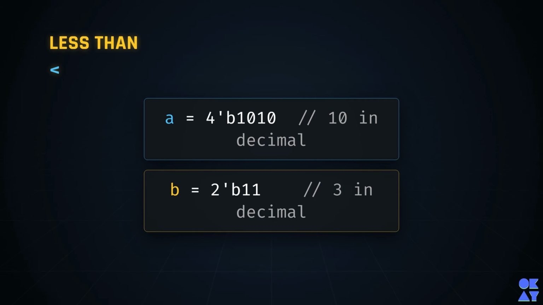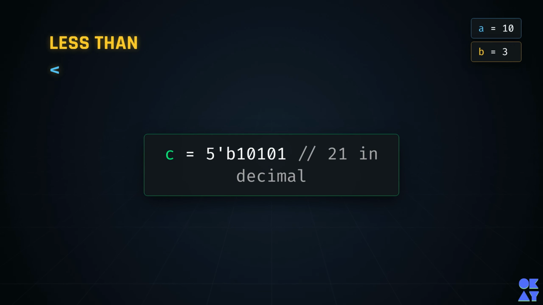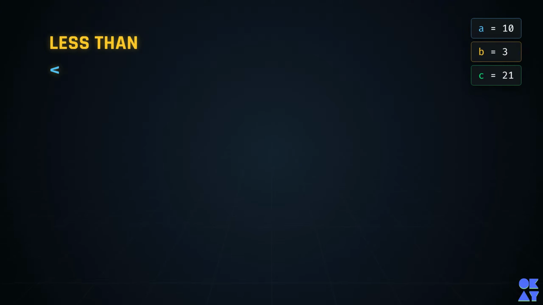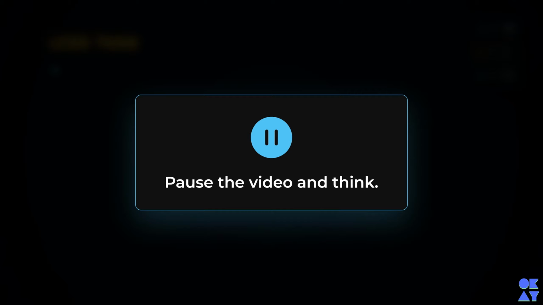Now let us say we have a third variable. C equals 5'b10101, 21 in decimal. If we write A less than B less than C, 10 less than 3 less than 21, what does it return? Pause the video and think.